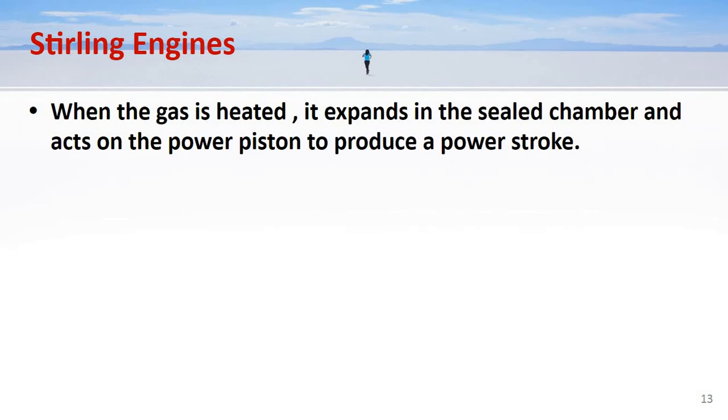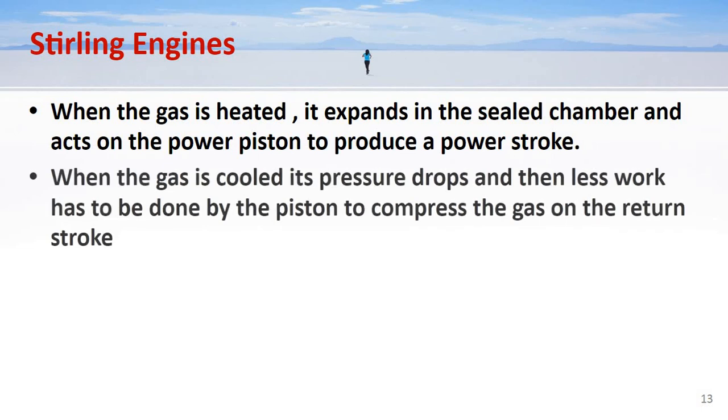So refer back to the last picture. When the gas is heated, it expands in a sealed chamber, normally like a piston and cylinder, and acts on the power piston to produce a power stroke. This linear motion can be converted into circular motion by using proper linkages. When the gas is cooled, the pressure will drop, and then less work has to be done by the piston to compress the gas on the return stroke.